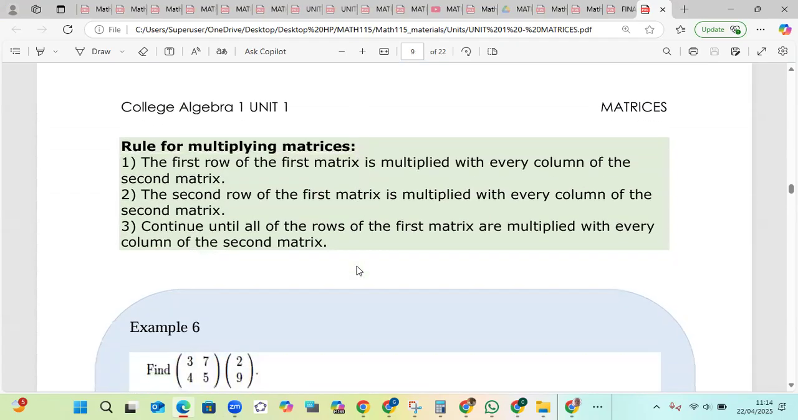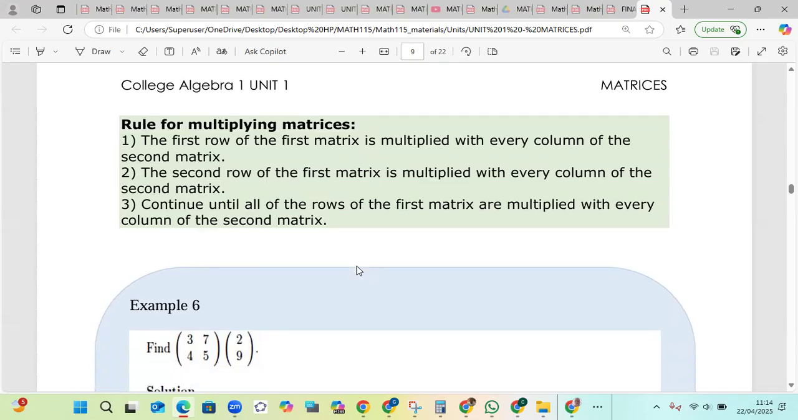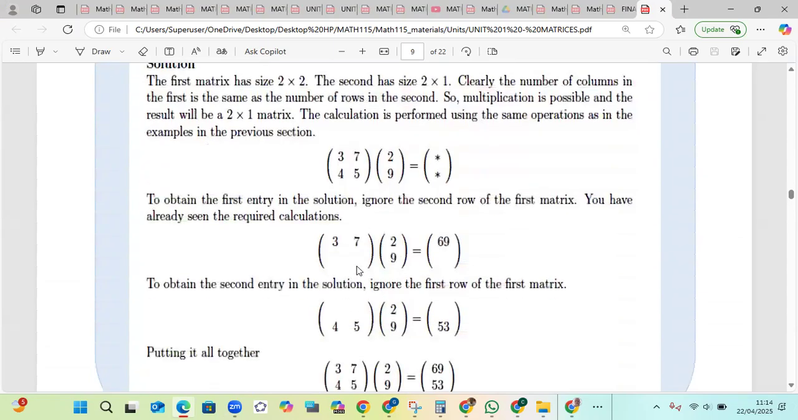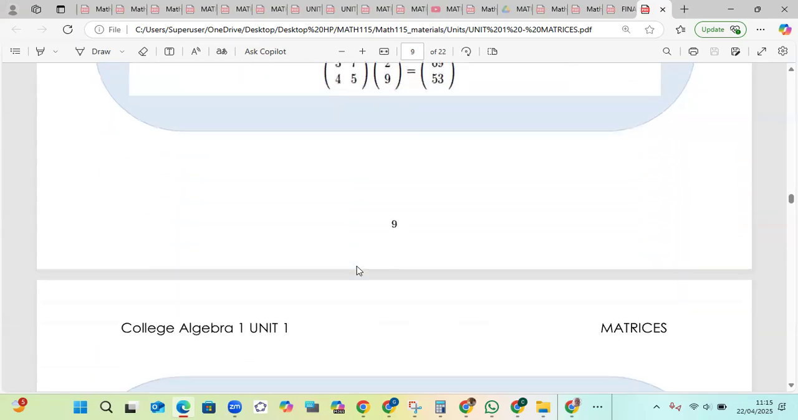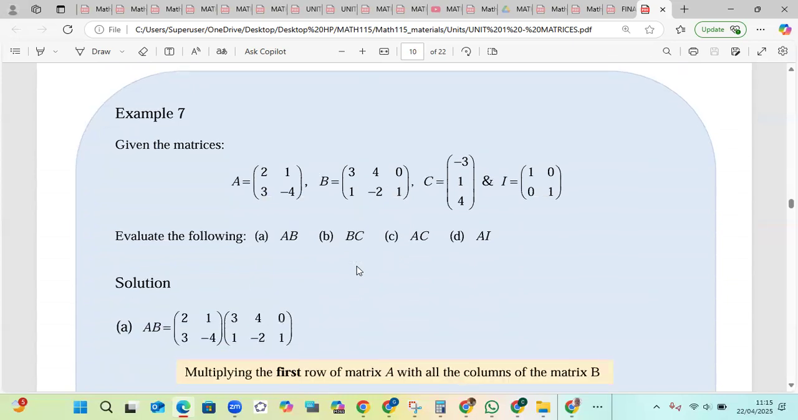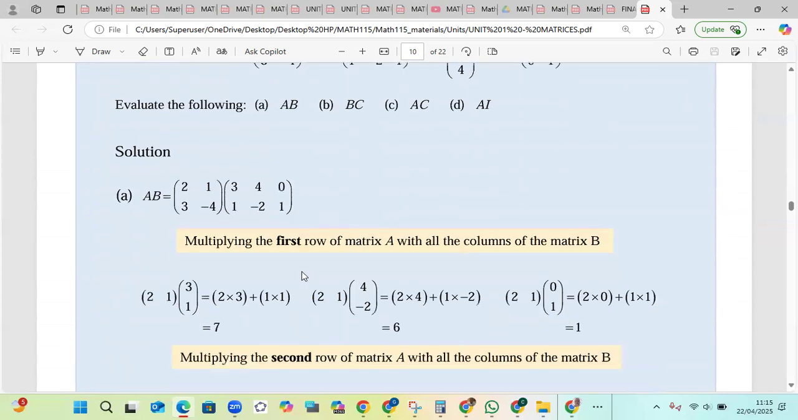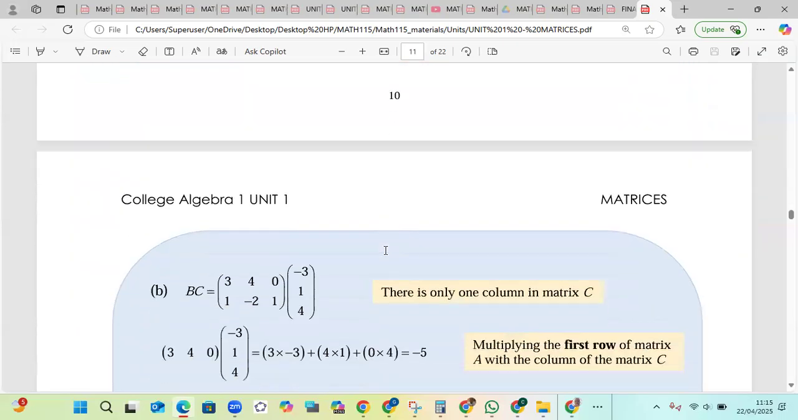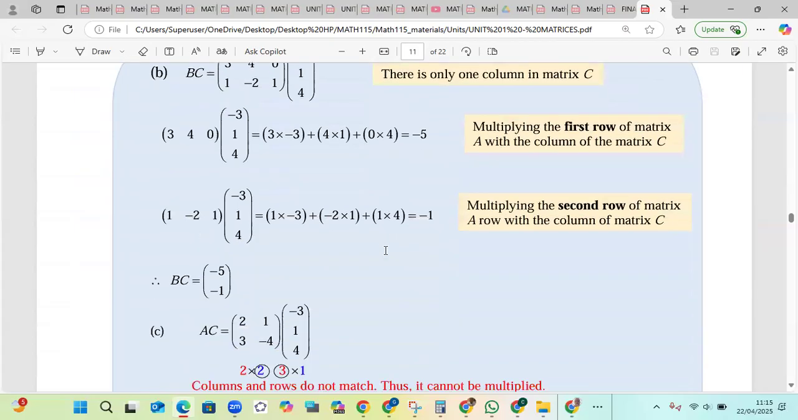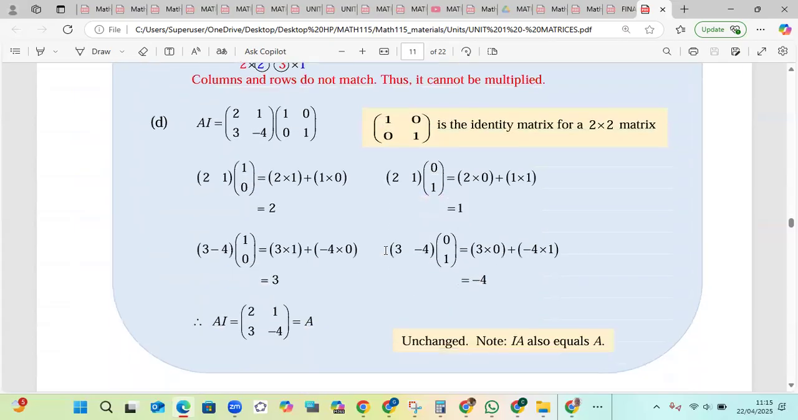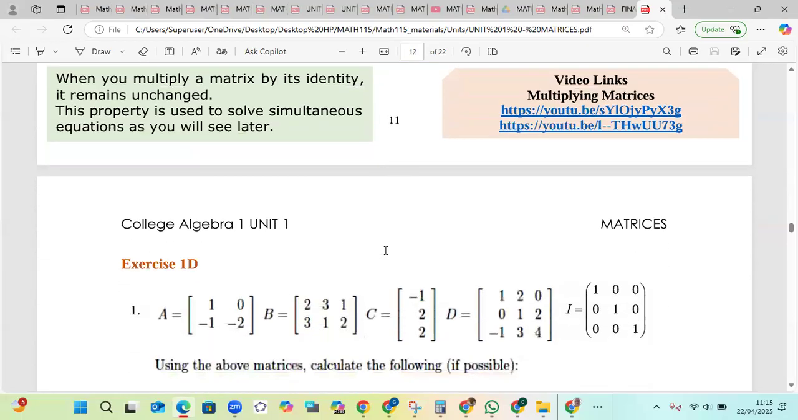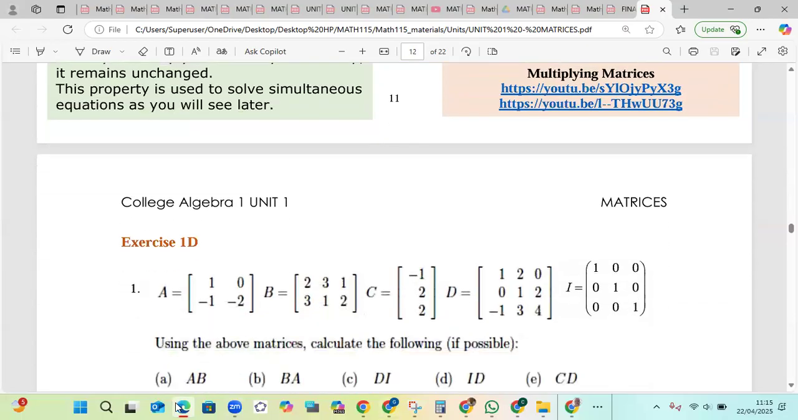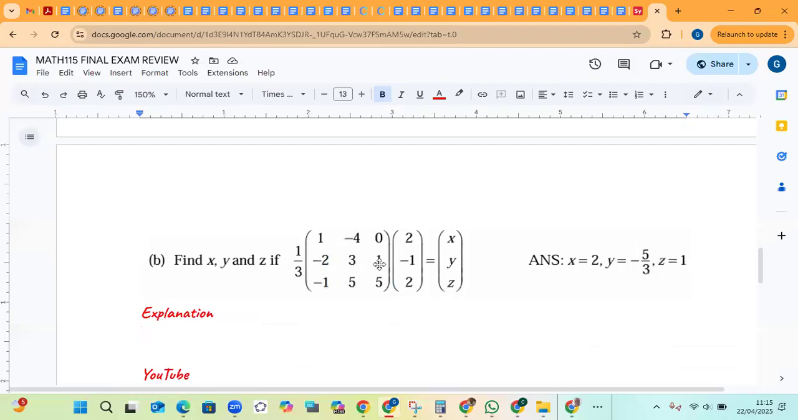Rules for multiplying matrices. Pause and read this again carefully. And here you have an example again, page 7, multiplication of matrices, multiplying the first row with the columns of the second, etc. Rows by columns. Here you have some more examples. And here you have some exercises. So here I'm going to demonstrate how to do this multiplication.